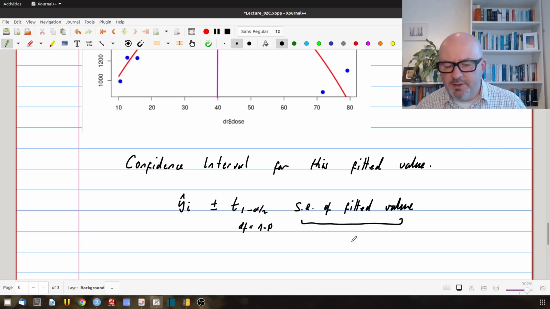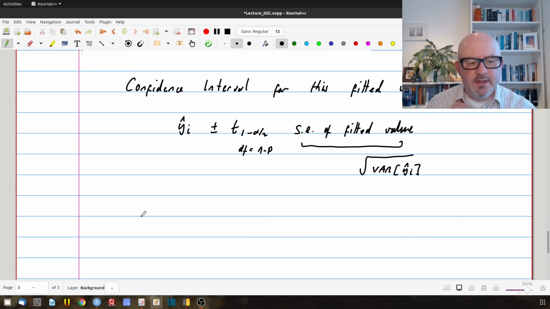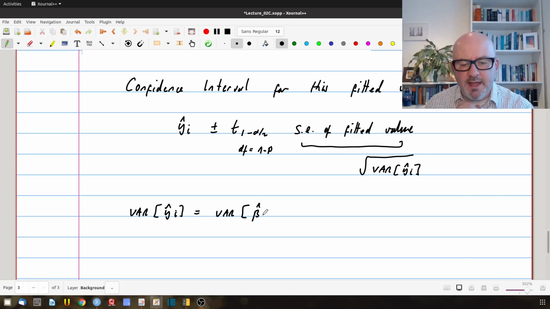And this can be written as the square root of the variance of y hat I. Now the question is, how do I get the variance of y hat I? So the variance of y hat I, just to give you an indication of how we do it mathematically, is the variance, and I'll just use our example, of beta hat naught plus beta hat 1 times 40 plus beta hat 2 times 40 squared.